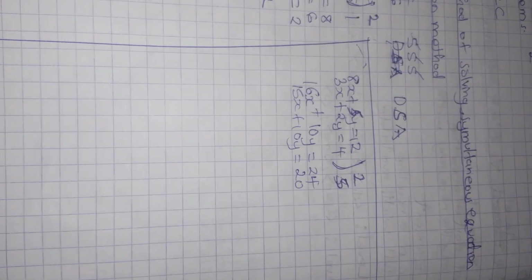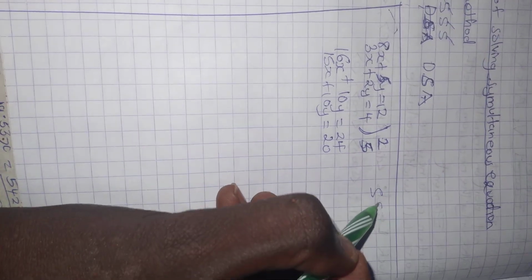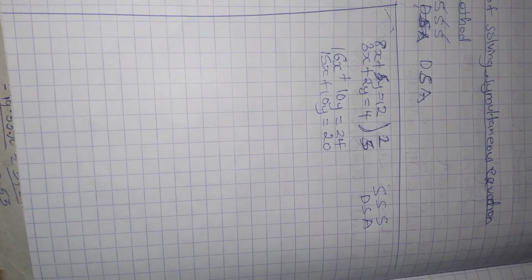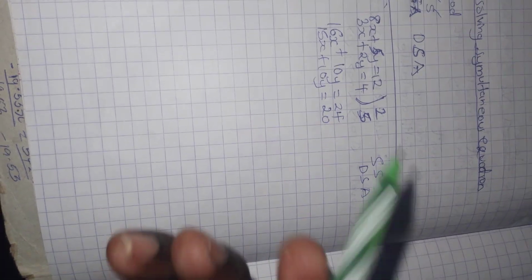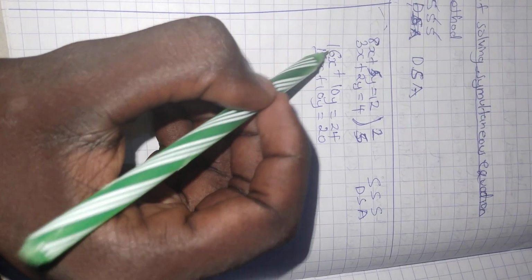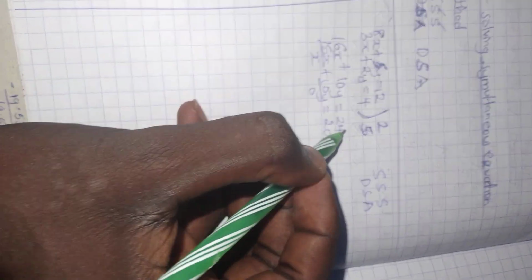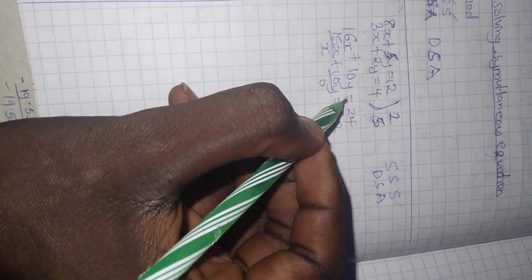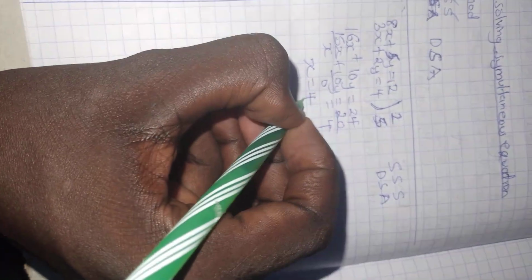Let's recall that formula of ours: same sign subtraction, different sign addition. In this case, we have positive and positive, which means the signs are the same. So here it will be 16 minus 15x, it will be x. Here it will be 0, here it will be 4, which means we have got the value of x. The value of x is 4.